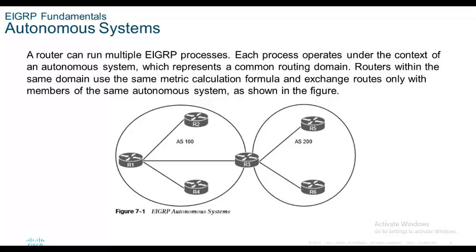The routes of autonomous system 100 will not be given to autonomous system 200 by R3. Even though R3 has knowledge of R6 as well as R2, R3 will not take the routes of this autonomous system and give them to the other autonomous system. It will not give. Whatever it learns from this link, it will give here. It will not give here.